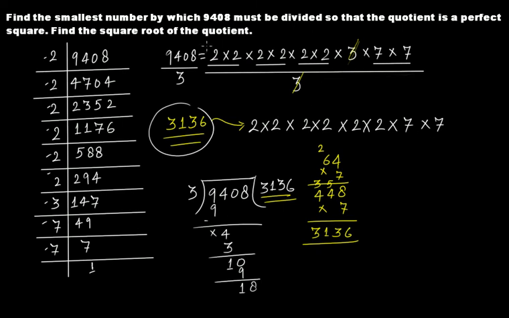Now we have to tell the square root. Simple. This is in pair, this is in pair, this is in pair, this is in pair. So the square root will be 2 from here, multiplied by 2 from here, multiplied by 2 from here, multiplied by 7 from here. 2 times 2 is 4, times 2 is 8, times 7 is 56. Okay.